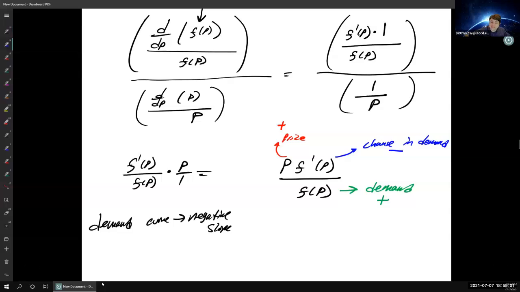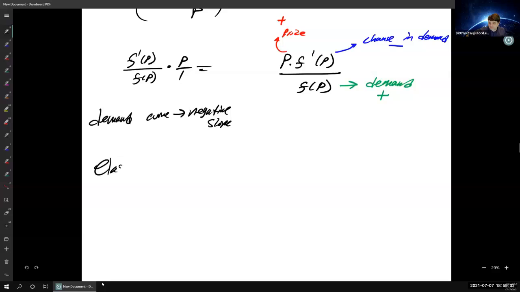So overall, if we left this number as it is, this would always give me a negative number because price is always positive, the change in demand is always negative, and demand is always positive. So if we multiplied all these together, positive times a negative divided by positive would always give me a negative value overall, which can be a little confusing because we want to talk about this in terms of a relative nature.